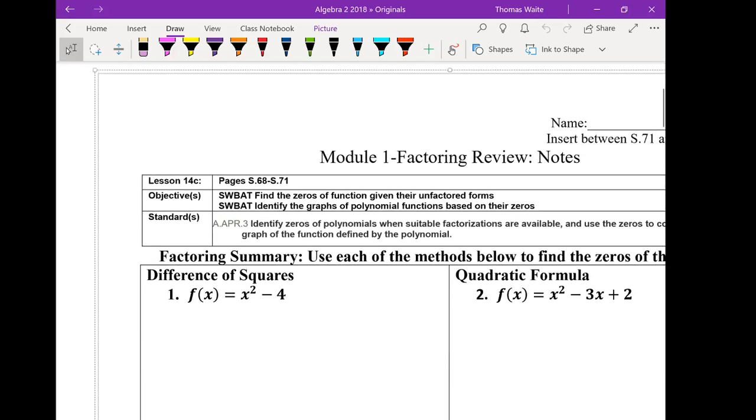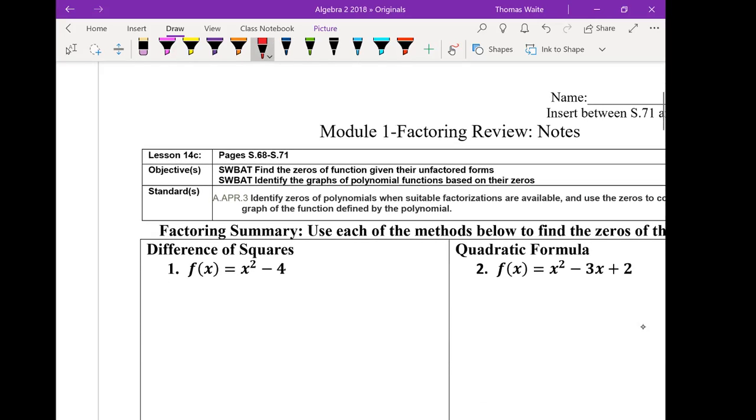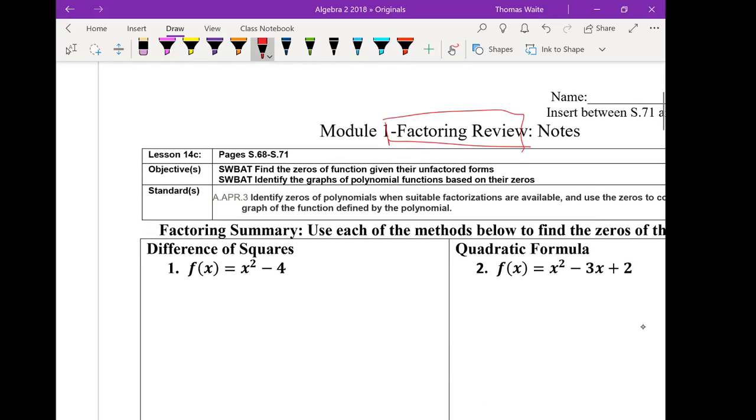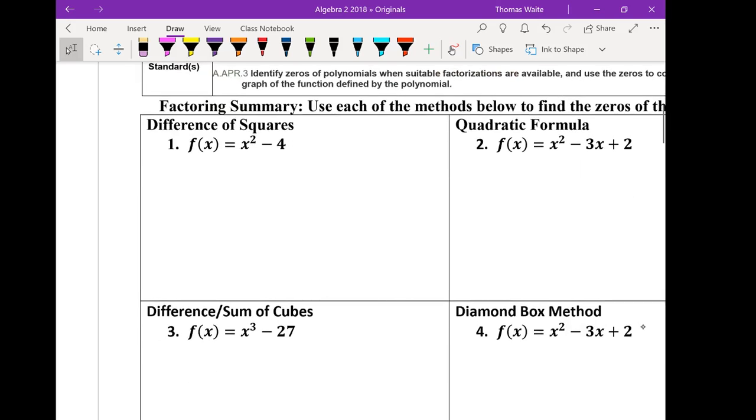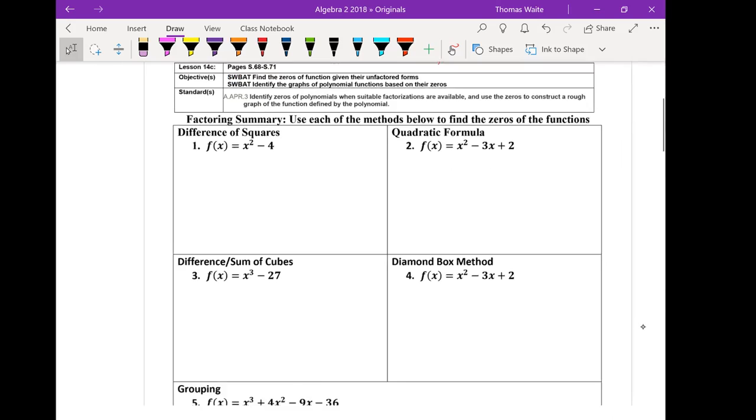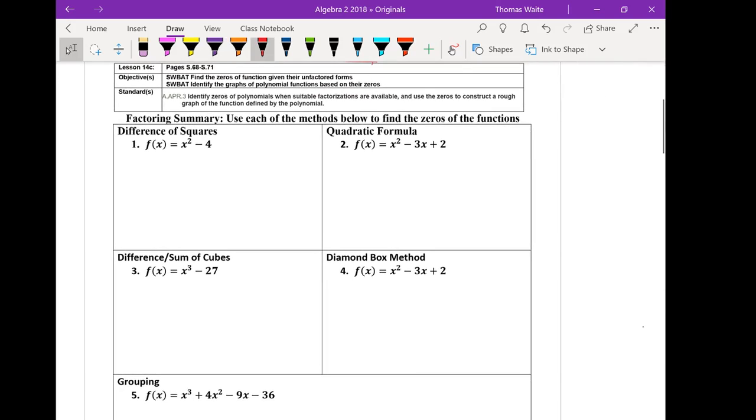Hey, Algebra 2 students, this is a review of our factoring tools that we've covered so far and how we can use them to help us find zeros of a function. In this review, I'm going to break this down into a few videos. The first one is going to focus on the differences and sums of cubes.